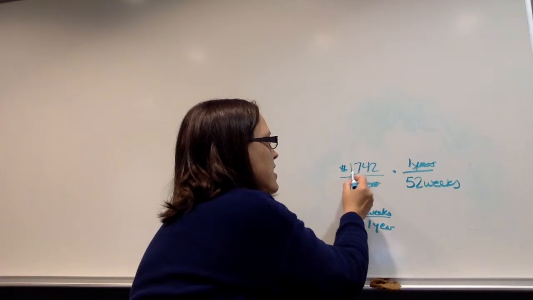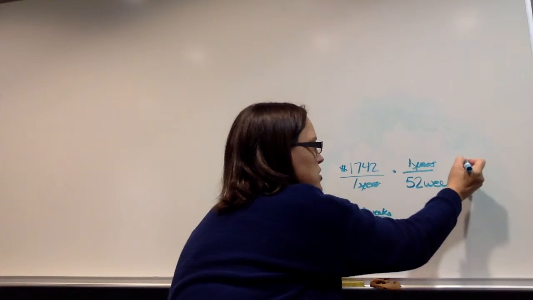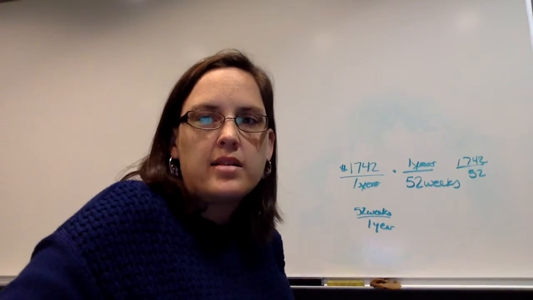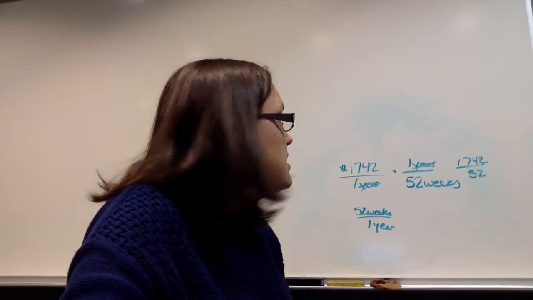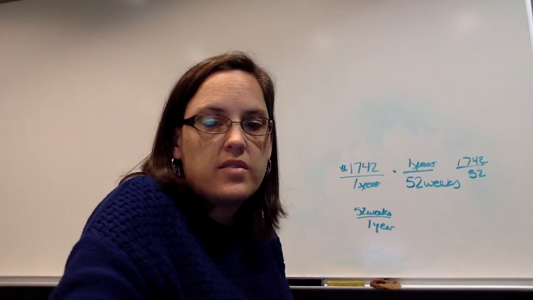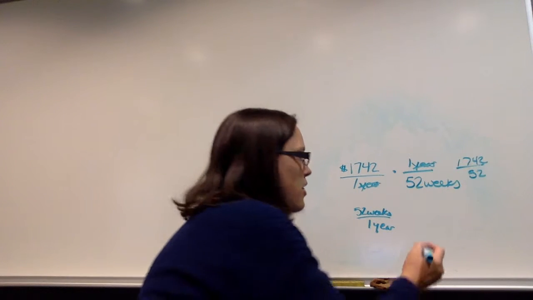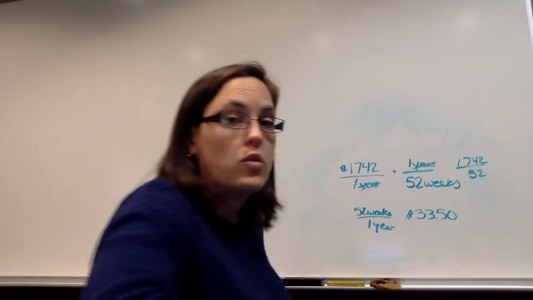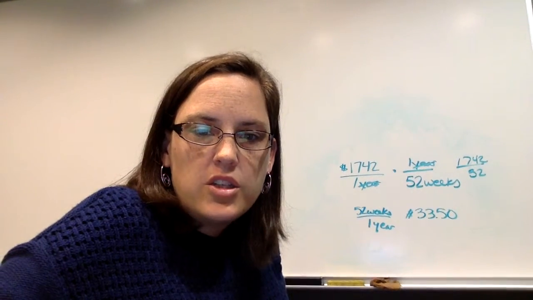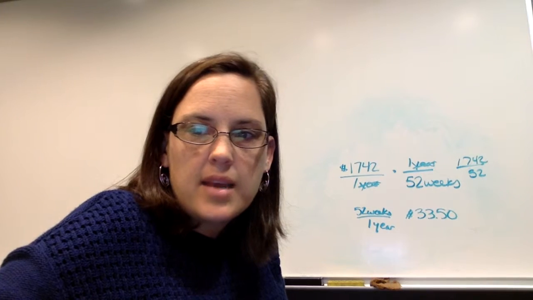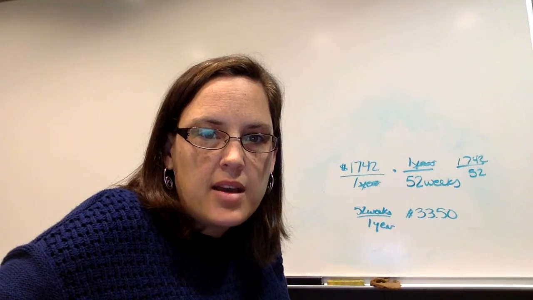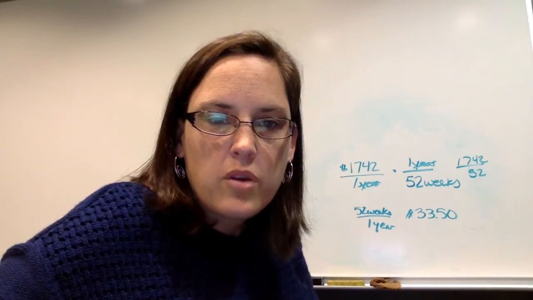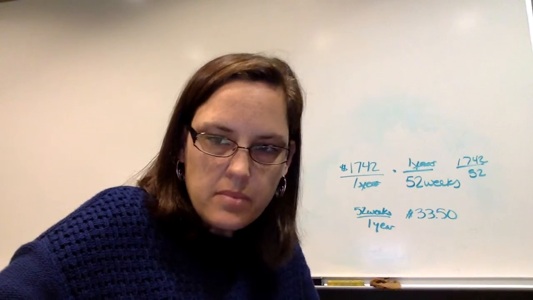So now we have 1742 times 1, which is 1742, divided by 52 weeks. And we can take 1742 divided by 52 and get $33.50 a week. Moving ahead to page 201, example 2. It is having us do some conversions with a customary measurement system with feet and miles and things like that.